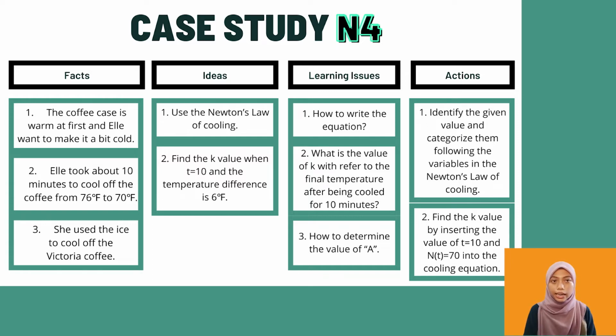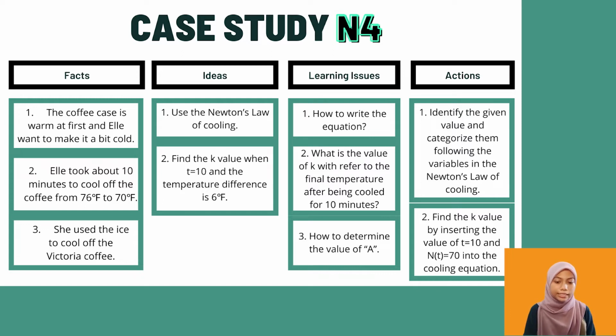So the second fact is Elle took about 10 minutes to cool off the coffee from 76 degrees Fahrenheit to 70 degrees Fahrenheit. So the idea that we can get from the second fact is we need to find the K value when T is equal to 10 and the temperature difference is 6 degrees Fahrenheit. And then the learning issue here is what is the value of K with reference to the final temperature after being cooled after 10 minutes. So the action for fact number 2 is we need to find the K value by inserting the values of T equals 10 and T equals 70 into the cooling equation.